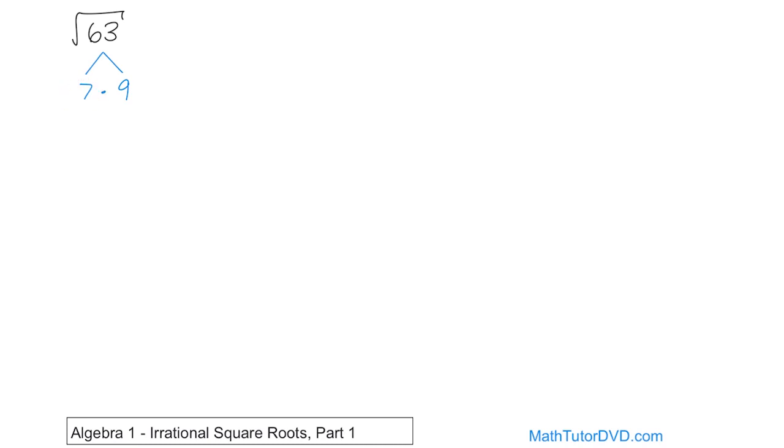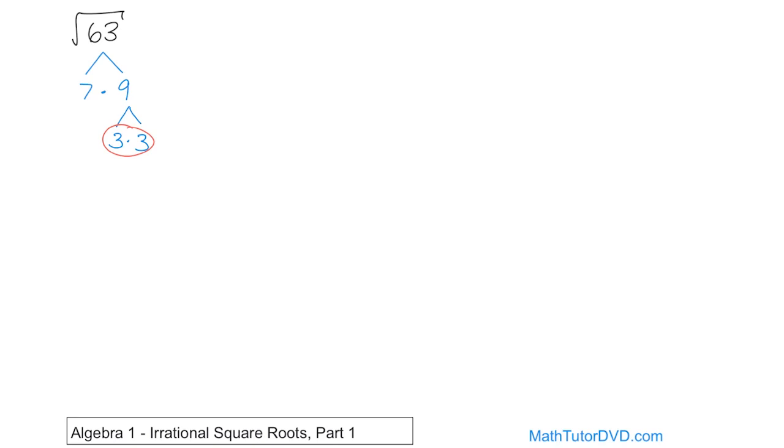7 is a prime number. We can write it as 1 times 7, but that's not really going to help us. But 9 is not a prime number. We can continue writing this factor tree down, and 9 can be written as 3 times 3. So look at that. We have a pair here, and we can circle this pair.